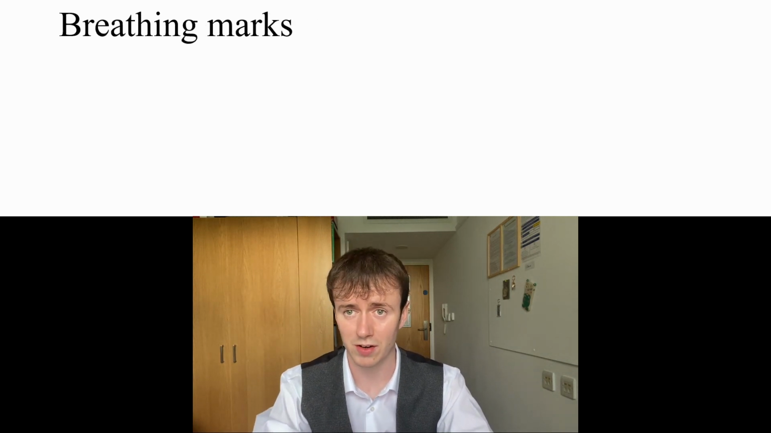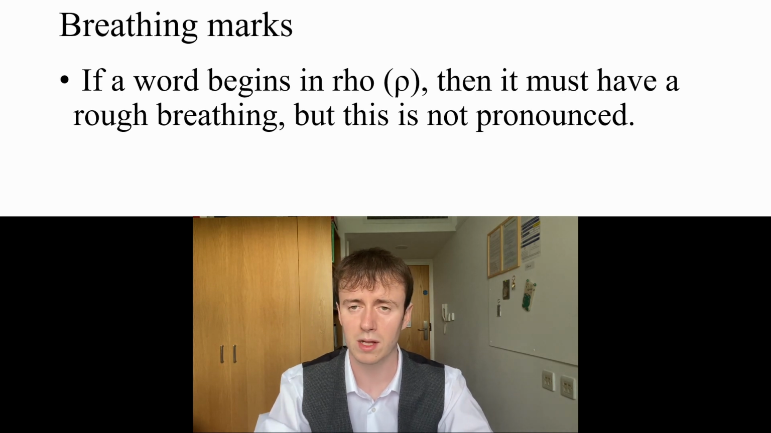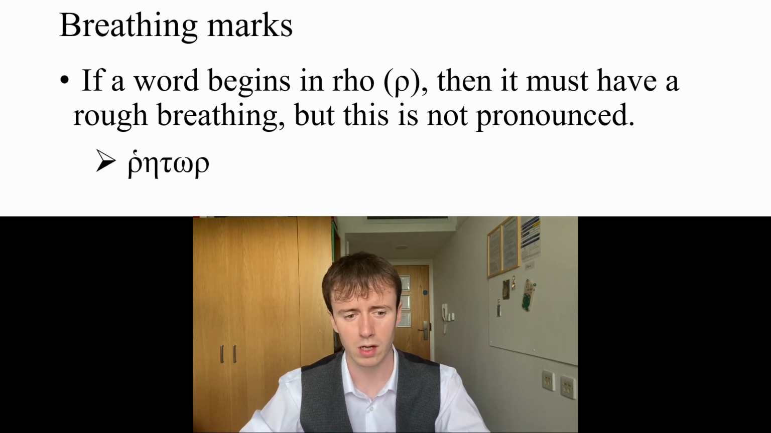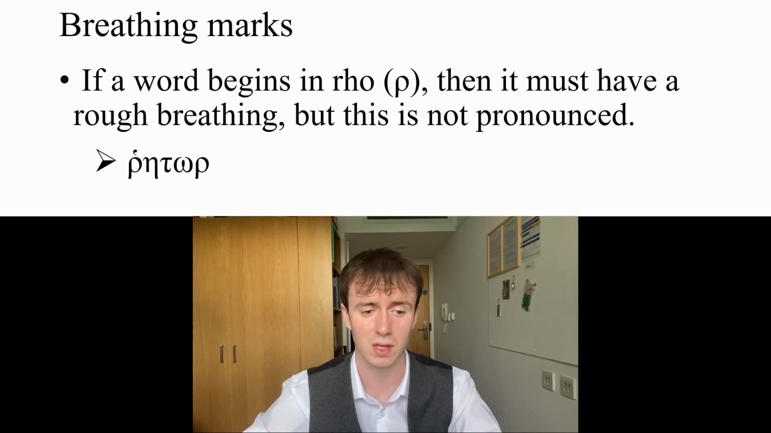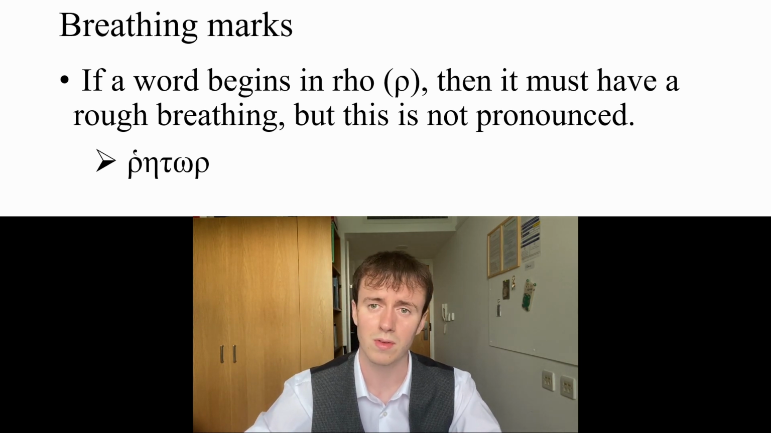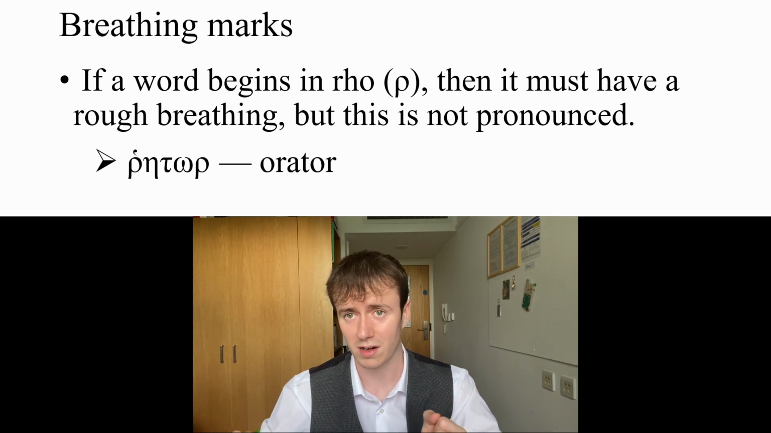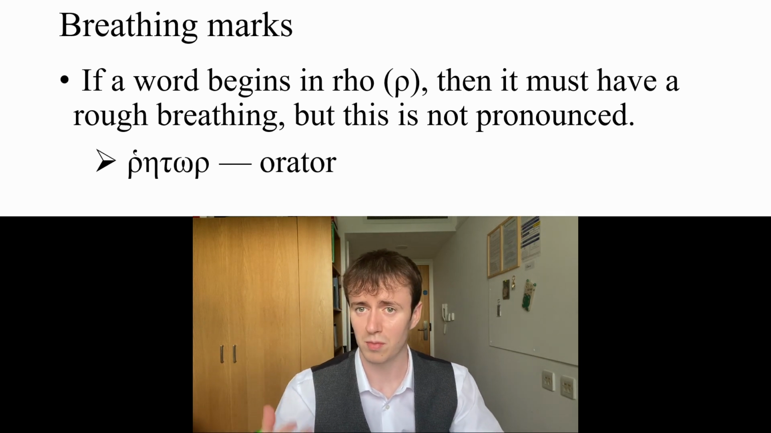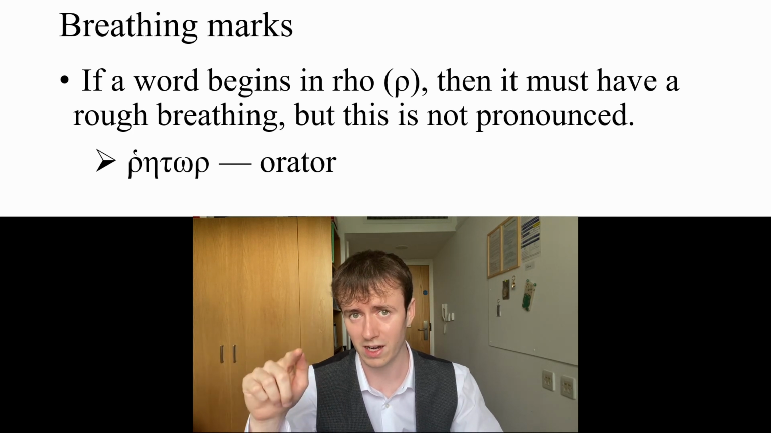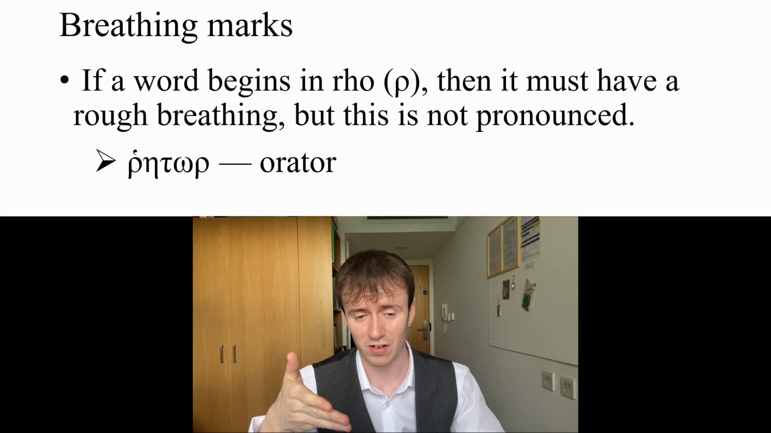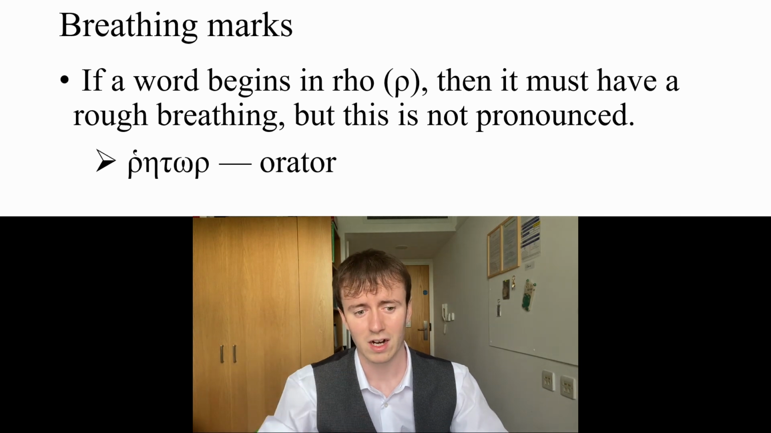Okay, the final thing we need to know about breathings is that if a word begins in rho, r, then it must have a rough breathing, but this is not pronounced. So for example, you've got this word here. You can try and pronounce it. Rhetor. It means orator, or public speaker, or politician. Somebody that speaks publicly. We actually have a word in English, rhetor, spelled R-H-E-T-O-R, which is just a transliteration of this word. And you can see that rho has a rough breathing, but it's not pronounced.